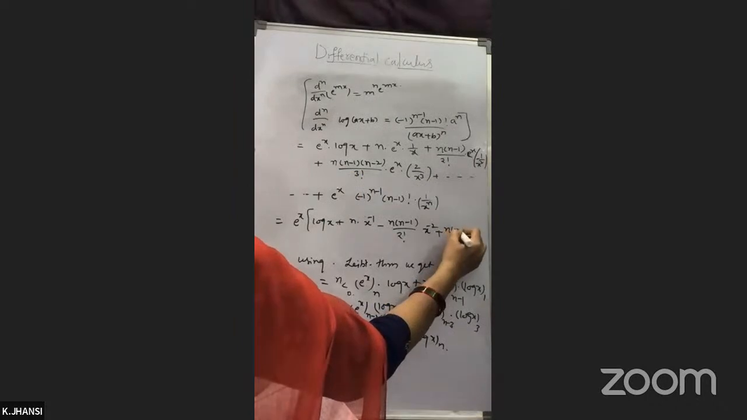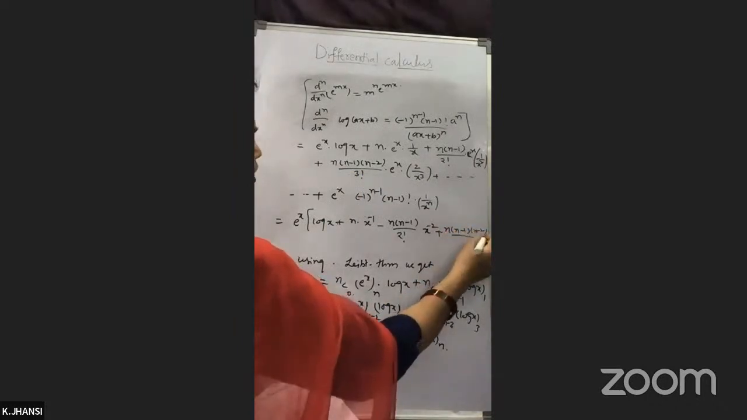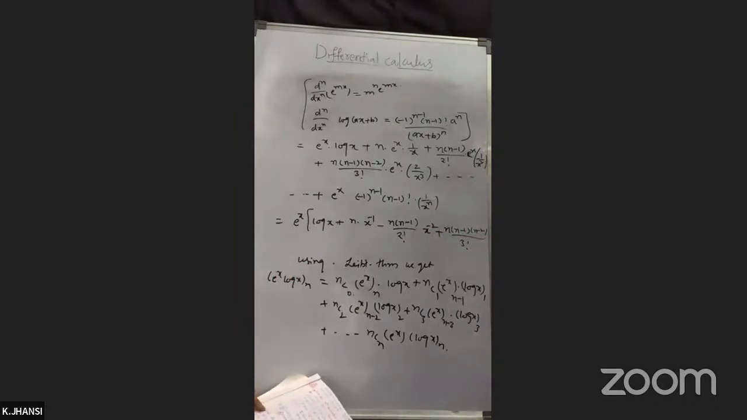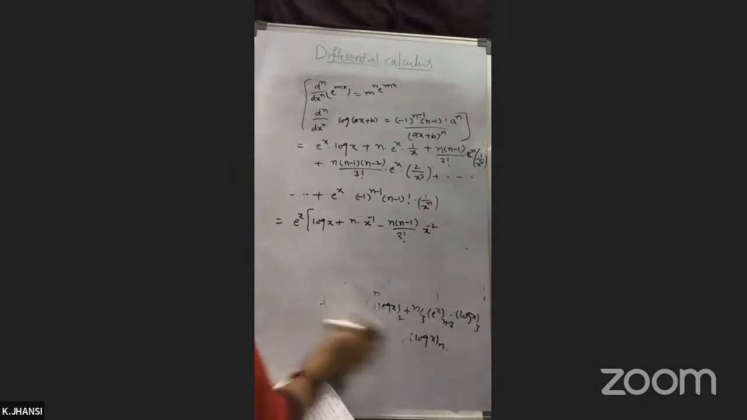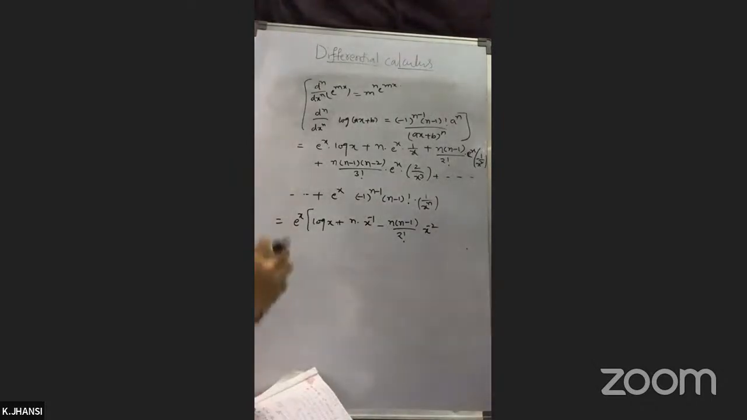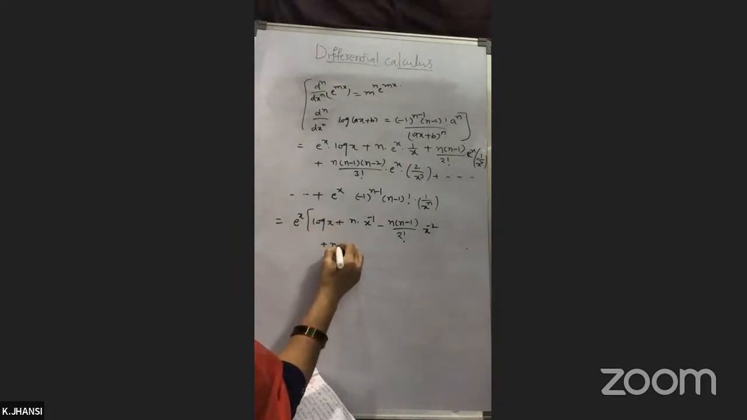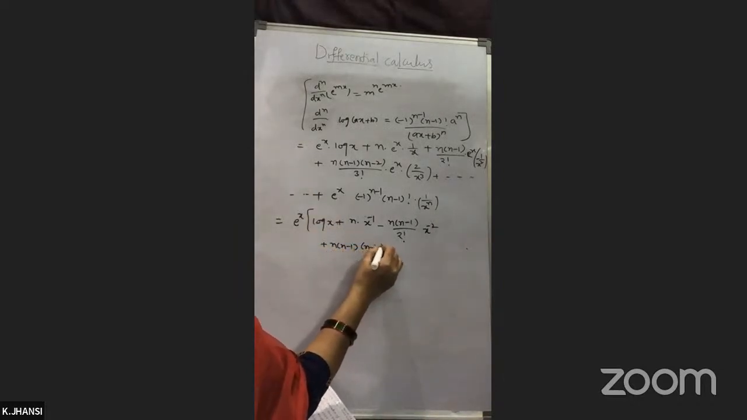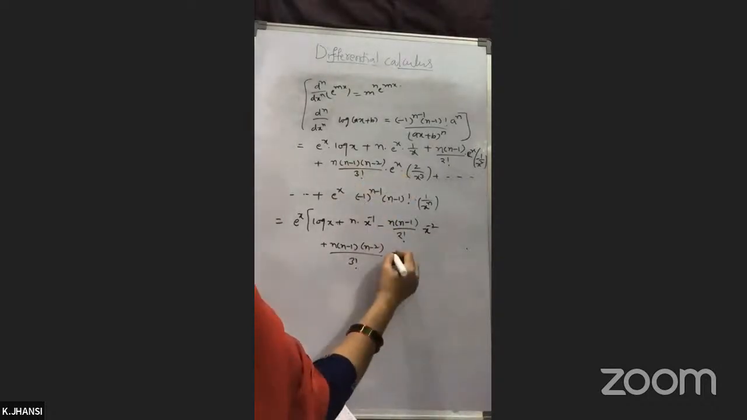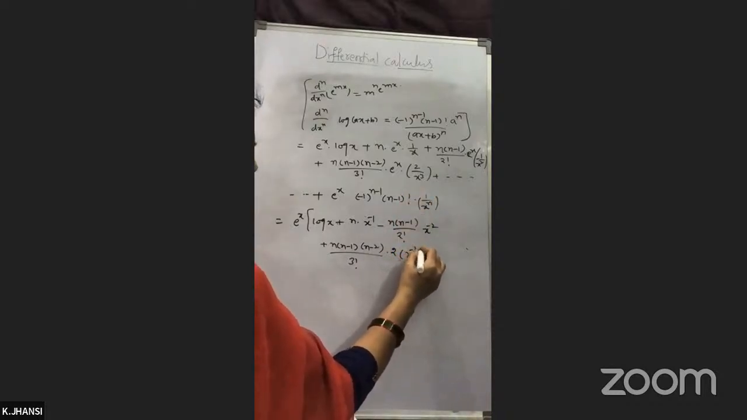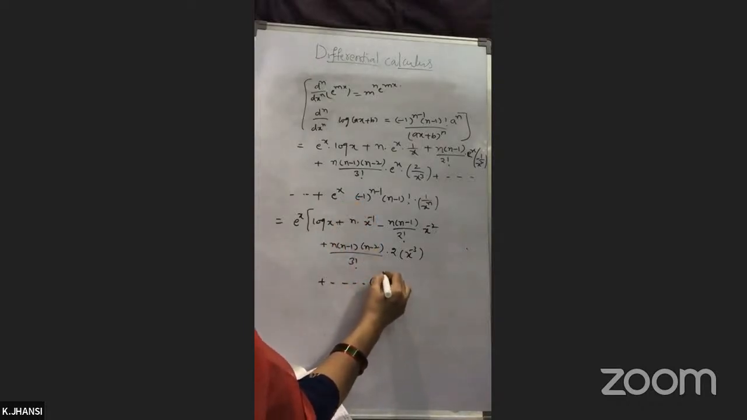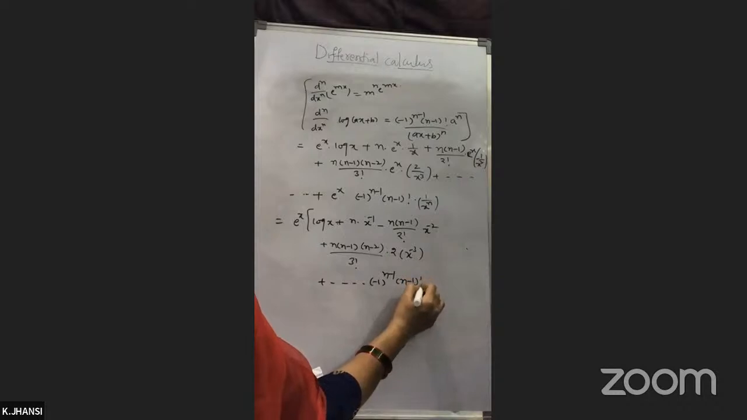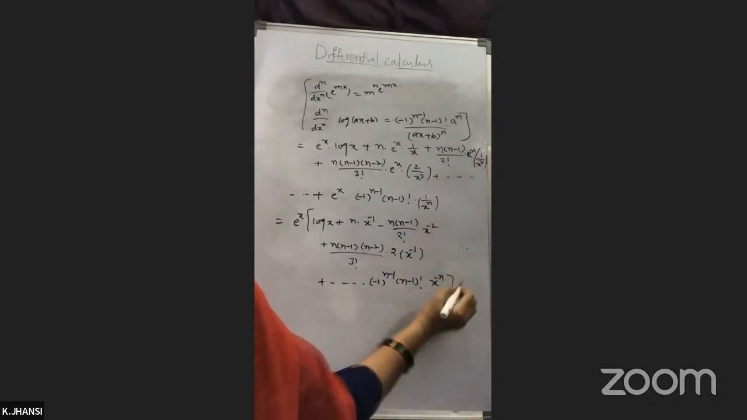Plus third term. Third term is n into n minus 1, n minus 2 by 3 factorial. So I'll write down that one. So plus n into n minus 1, n minus 2 by 3 factorial. E power x we have taken outside. This is 2 into x to the power of minus 3. Okay, so on like this. Last what we'll get, minus 1 to the power of n minus 1, n minus 1 factorial, and this is x to the power of minus 3.